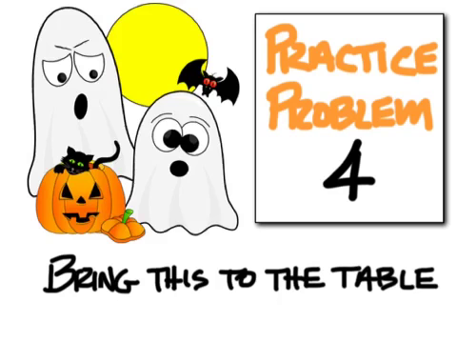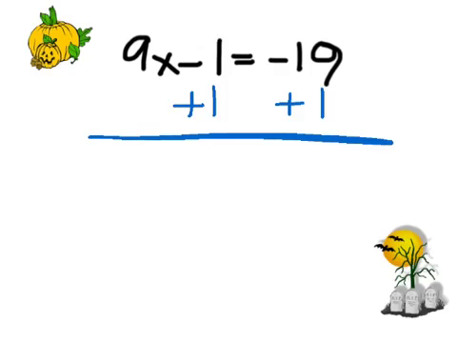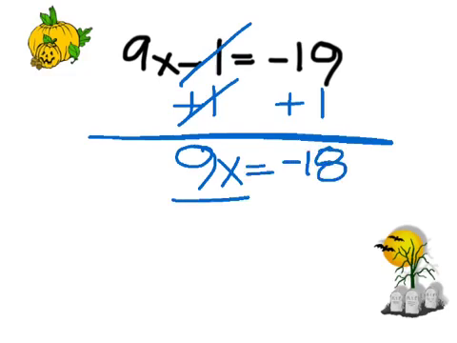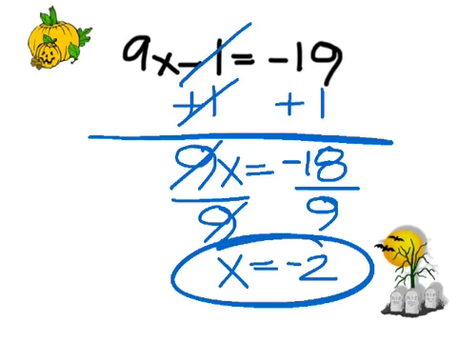Practice problem number 4. On the practice problem, add 1 to both sides. These cancel. 9x equals a negative 18. Divide both sides by 9 to get an answer of negative 2.